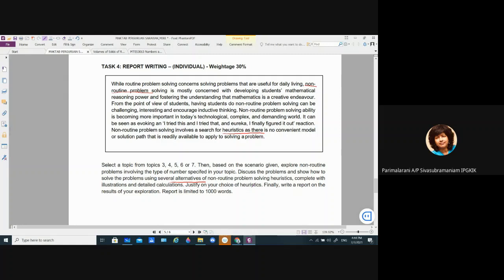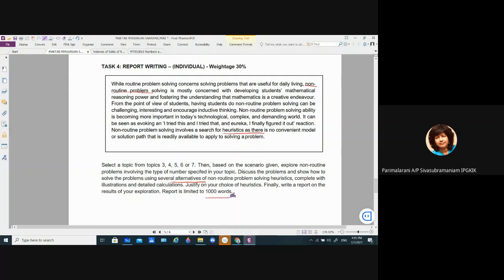And when you show your way of solving, make sure you explain in detail and show all the calculations in detail. If there's any drawing of figures or illustration, show that clearly. Justify your choice of heuristics, because you will be using more than one method. So you must tell why you chose those methods that you have given us. And then finally write a report on the results of your exploration.